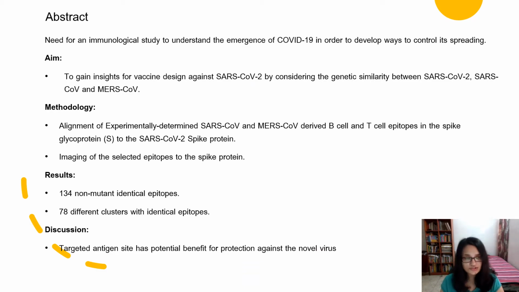For the past 2 years, the world is facing an onslaught of the COVID-19 outbreak caused by the novel coronavirus, SARS-CoV-2. There is an urgent need for an immunological study to understand this new virus, and to develop ways to control its spread. Our aim in this project is to gain insights for the vaccine design against SARS-CoV-2 by considering the genetic similarities between SARS-CoV-2, SARS-CoV, and MERS-CoV. And these targeted antigen sites have potential benefit for protection against the novel virus.